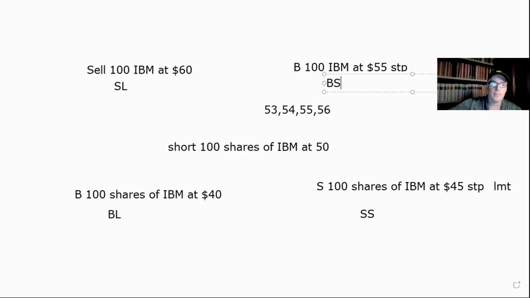So buy stop. Now, maybe I'm worried that if it trades at 55, maybe the next trade would be 80. So maybe what I'll do is I'll make it a stop limit. I'm going to make it a stop limit, which means if it trades at 55, it's going to trigger, but I will not pay more than 55. So I'll wait for it to come back down. In this case, it went to 56 and back down to 55. I bought it.